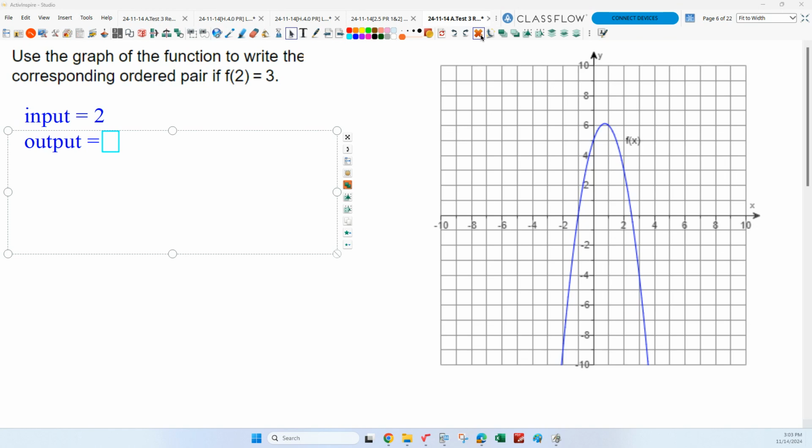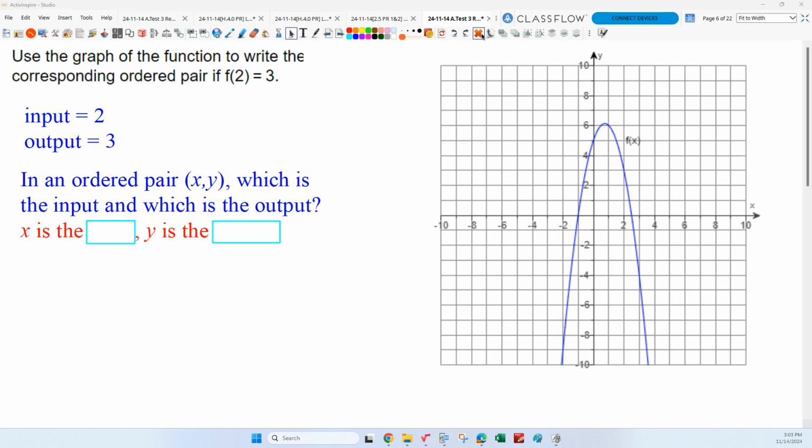3. Okay, so let's remind ourselves of a couple things here. That's always the case with a function. With f of x, we're inputting x values into our function. Whatever we get out of that is going to be the output. In an ordered pair, x, y, which is the input variable? It's x, isn't it, right? X is what we input into f of x. X is the input in our ordered pair. So that makes y the output.